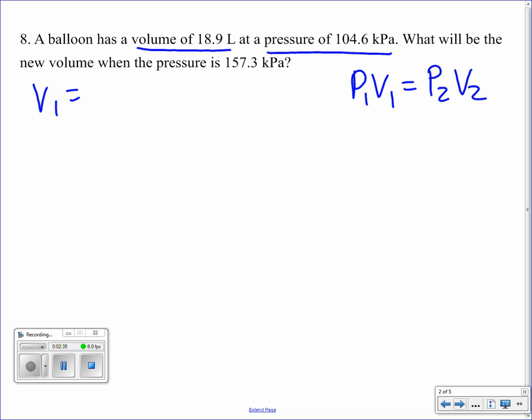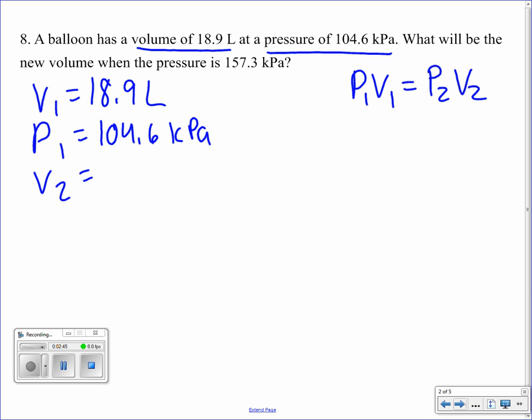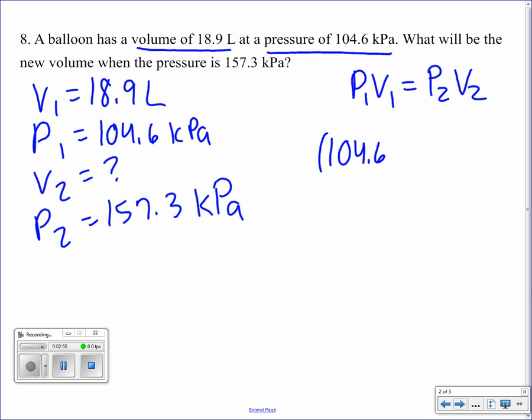Okay, so our first volume is 18.9 liters. And our first pressure is 104.6 kPa. And it says what will be the new volume, so we're looking for V2 when our pressure is 157.3 kPa. All right, so P1, 104.6, times V1, which is 18.9, equals P2, which is 157.3, times our V2, which is our unknown variable.